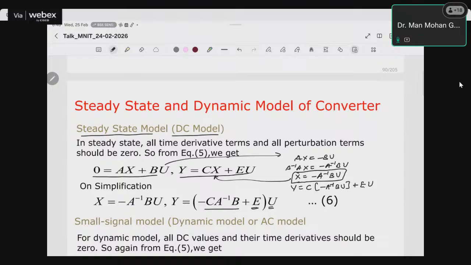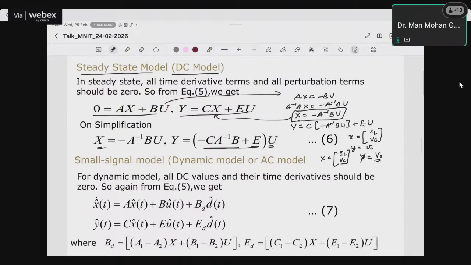Now what is this capital X and capital Y? What was the small x we have chosen? We have chosen small x to be inductor current and capacitor voltage as a function of time, and y we have chosen as output voltage. So what is then capital X? This is the DC value or average value. And capital Y is V naught. So these two expressions give us the DC values of these converter variables, the output variable and the state space variables, which are basically inductor current and capacitor voltage. Right. So from this we can find the steady state model.